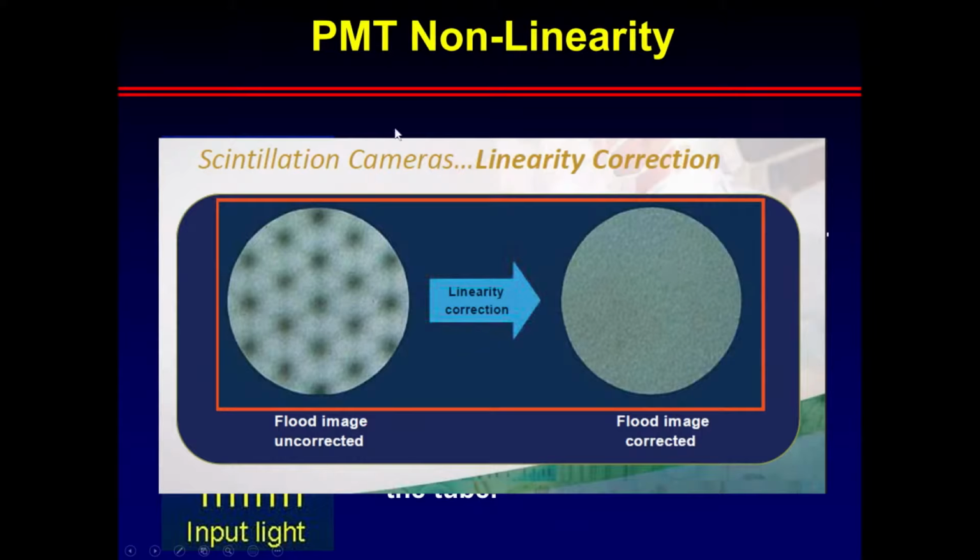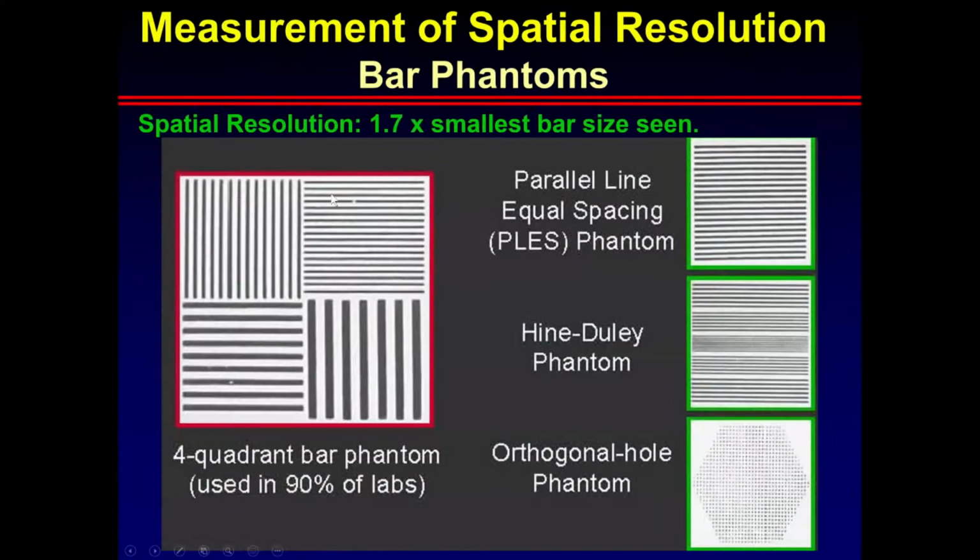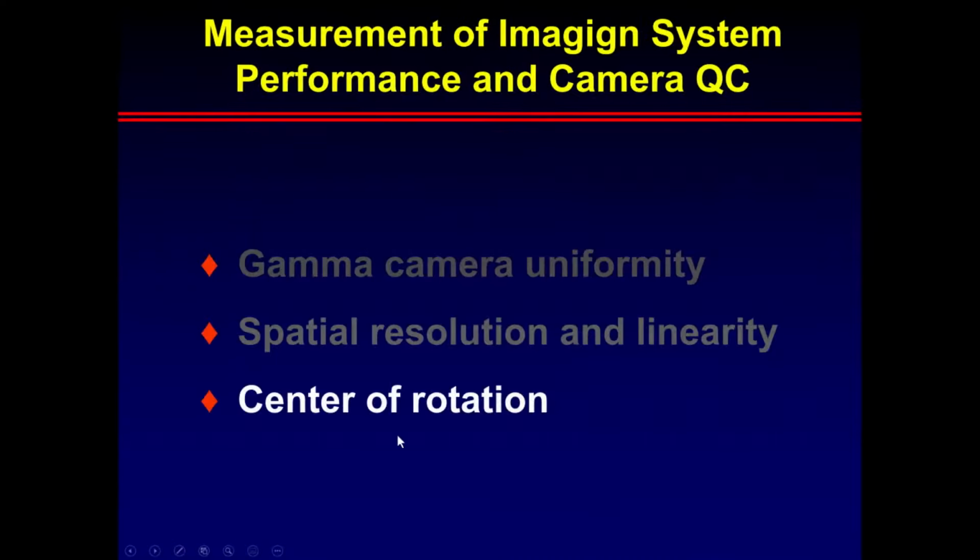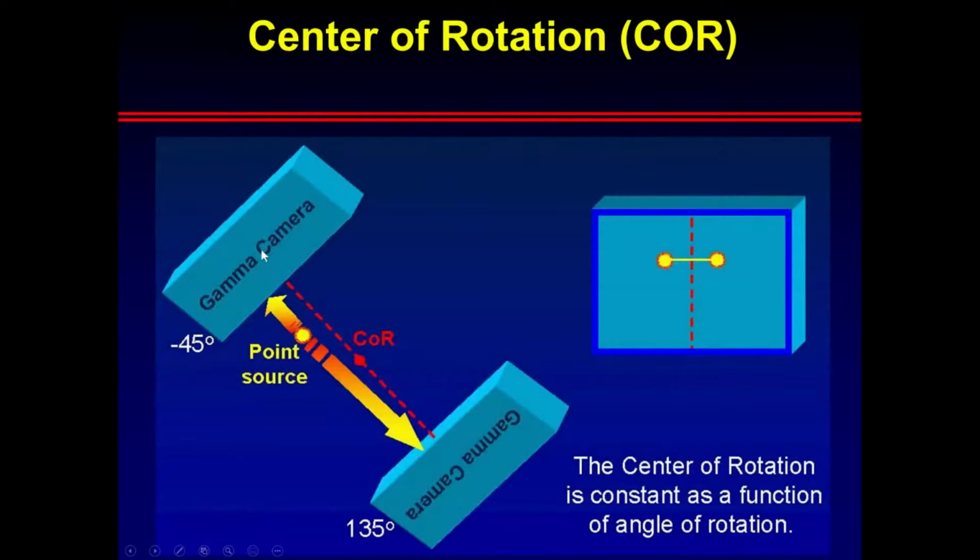We also look at our spatial resolution in terms of our ability to discriminate between lines. And so we have these different bar phantoms, which discriminate very small differences between lines, as you can see here. And therefore, we can image a point source and be able to see what our discrimination is. And on rotating gamma cameras, we also have center of rotation corrections that have to be made. Because remember, we have two heads that are separated, and we have a point source, and there's got to be accurate rotation centers between how those two point sources are collected.